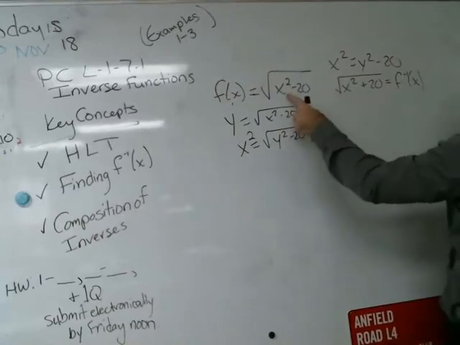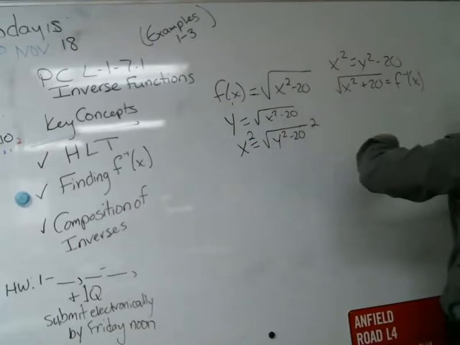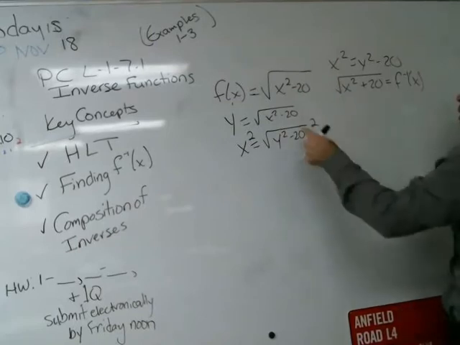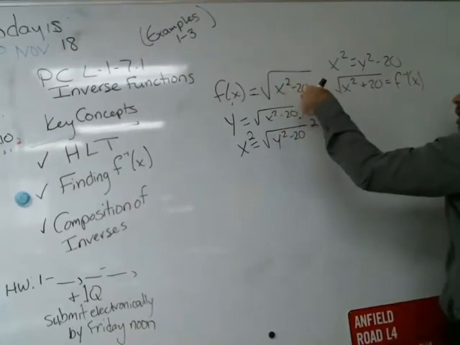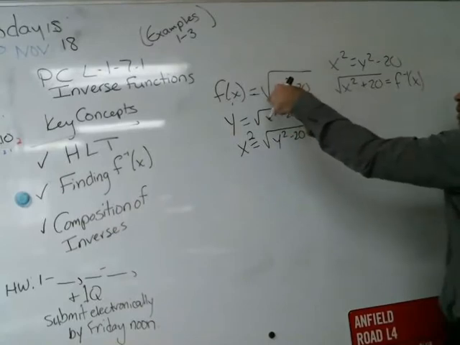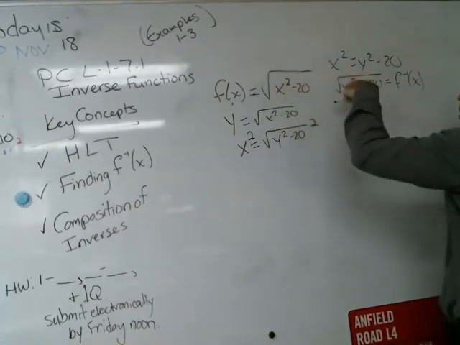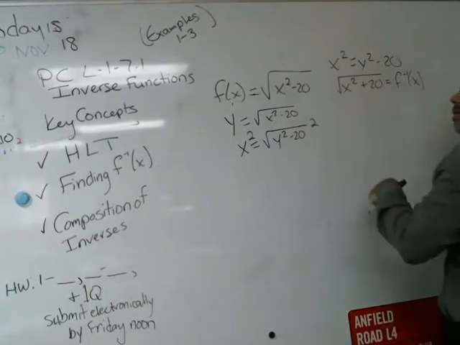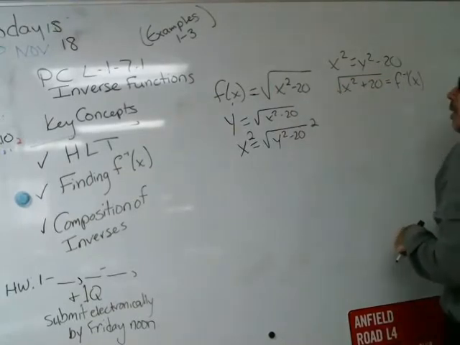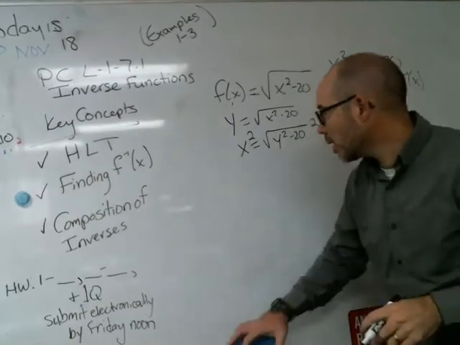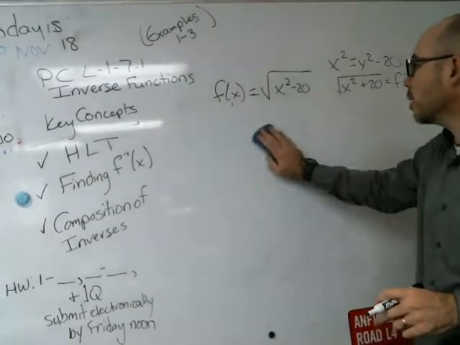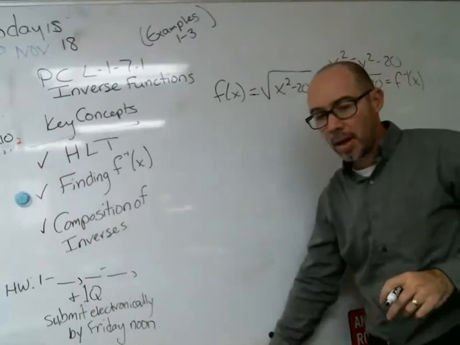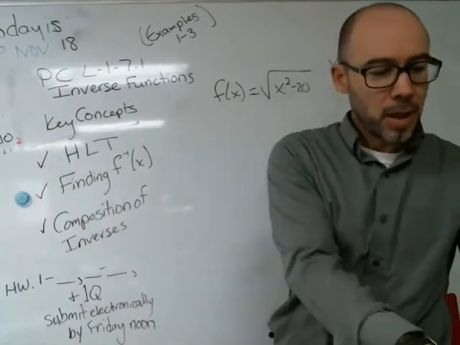So this thing and this thing are doing the opposite things. I'm just reversing the order of all the operations that I do to it. Again, square it, take away 20, square root. Square root, square it, add 20, square root. Picture-wise, I don't know what they would look like, but formula-wise, that's how I'm going to find the algebraic formula for the inverse.